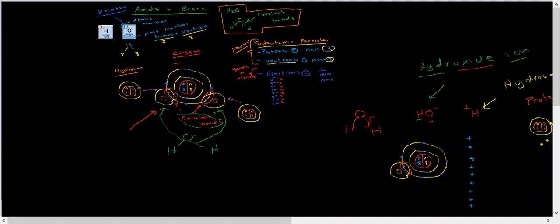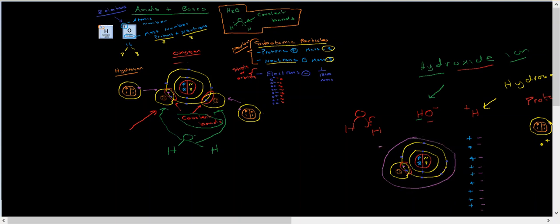And then how many negative charges do you have? You're going to have 10. So 1, 2, 3, 4, 5, 6, 7, 8, 9, and then 1 more, 10. So therefore, the overall charge on this entire species is going to be negative.